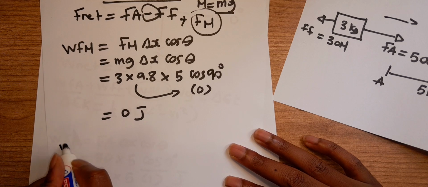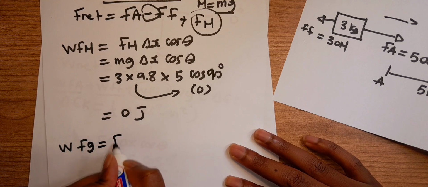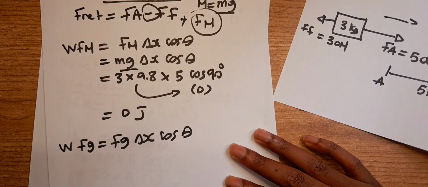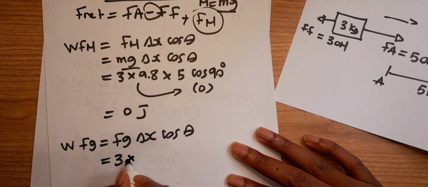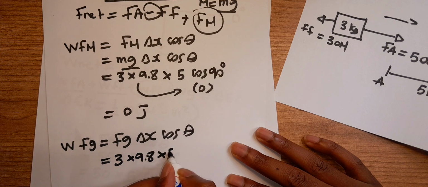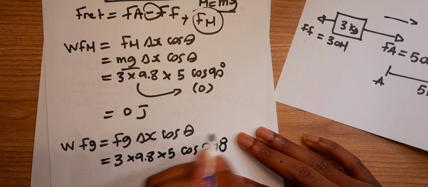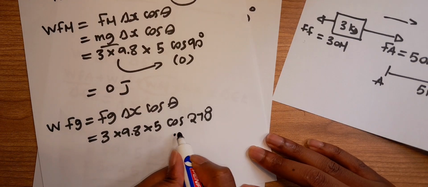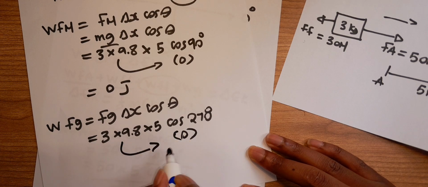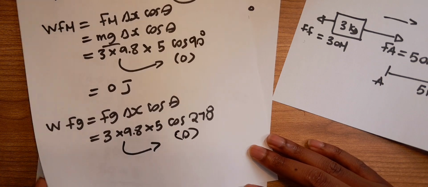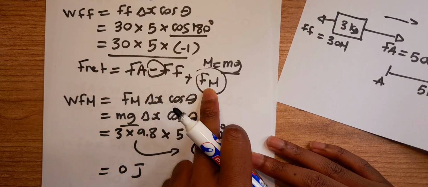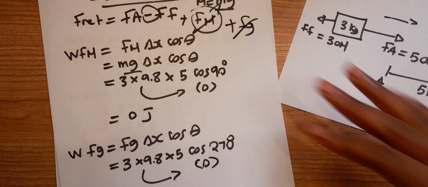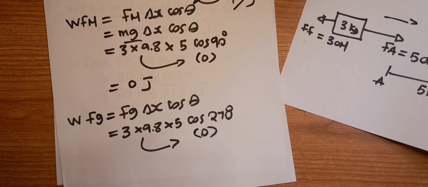Let's say we want to calculate the work done by the gravitational force. It's going to be F_g times change in x times the cos of theta. It looks similar to this, right? And we know it's going to have a mass of 3 times 9.8 times 5, the cos of 270 degrees. Cos of 270 degrees is actually 0, so we're going to multiply all these things by 0. That is why we never bother to say force applied minus friction plus normal force. We also don't bother adding the force of gravity, because it is actually doing a work of 0 joules.